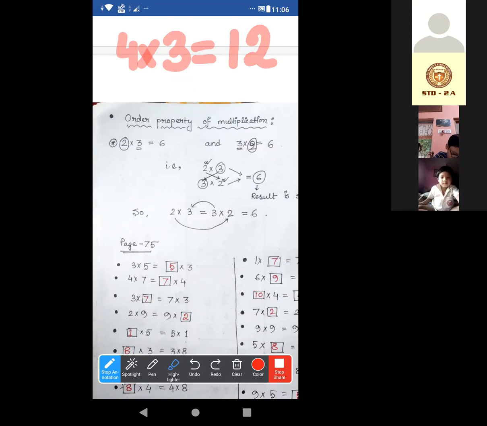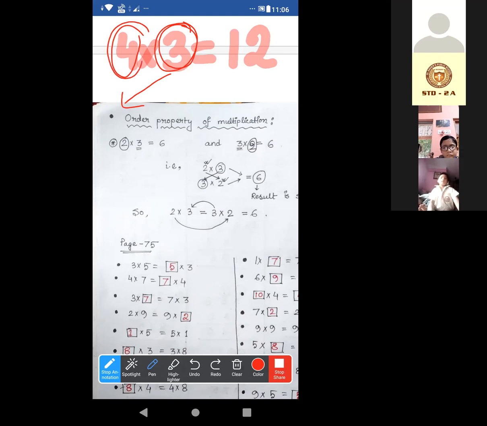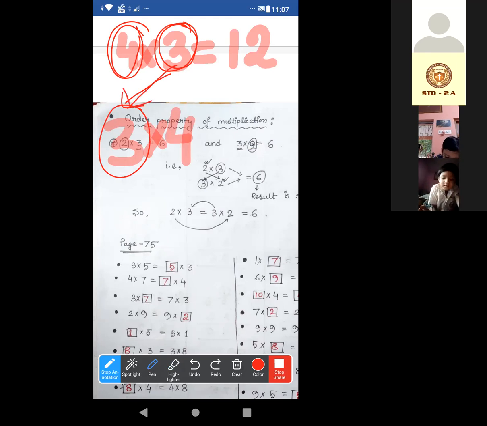Yes. Now, what is order property? If we change its order, look, here 3 is in last, 4 is in the first position. So if we change its place, we are taking this 3 in first position and 4 in last position, okay? That means it will be 3 into 4. Look at this. We have taken this 3 to the first position, these are changing their positions, and 4 has come to the last position.